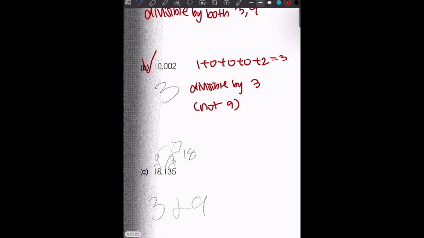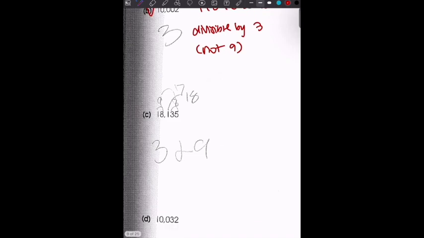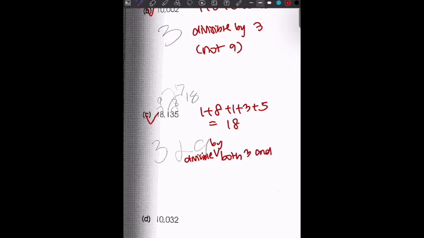Then if we have 18,135, we're going to get the sum of the digits. We'll solve C as well. And the sum of the digits is going to be 18, so it's divisible by both 3 and 9.